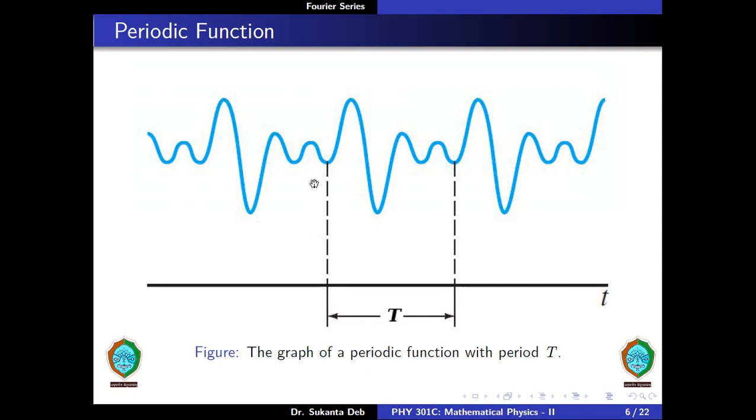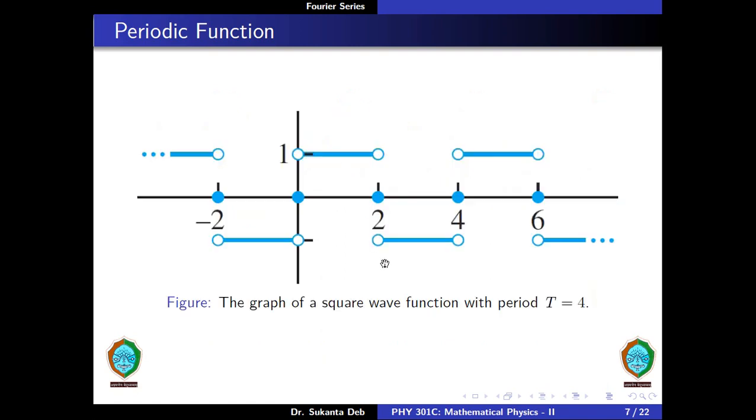This figure shows the graph of a periodic function with period capital T. We can see that this pattern of the function is repeating almost in an identical fashion towards the right as well as towards the left. That's why this function has a period equal to capital T.